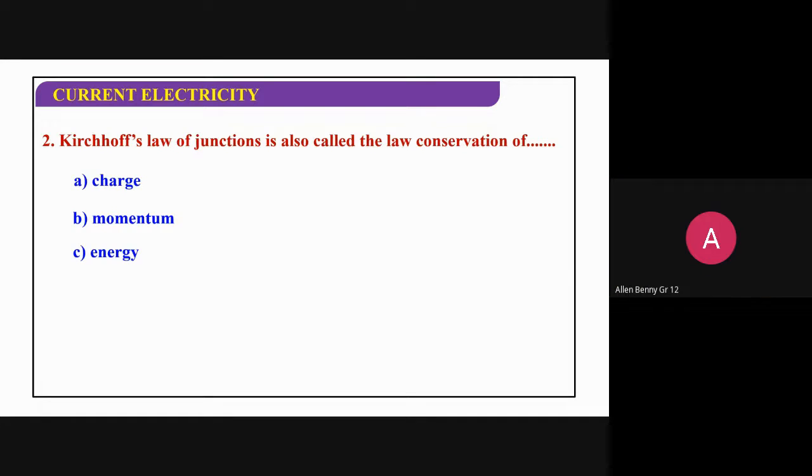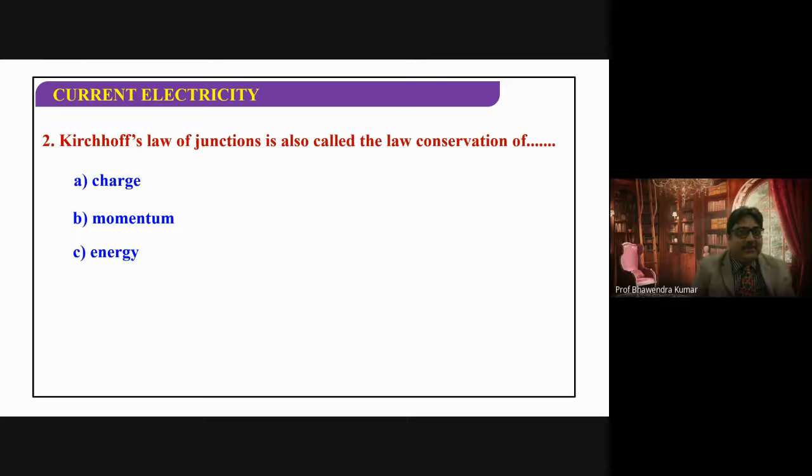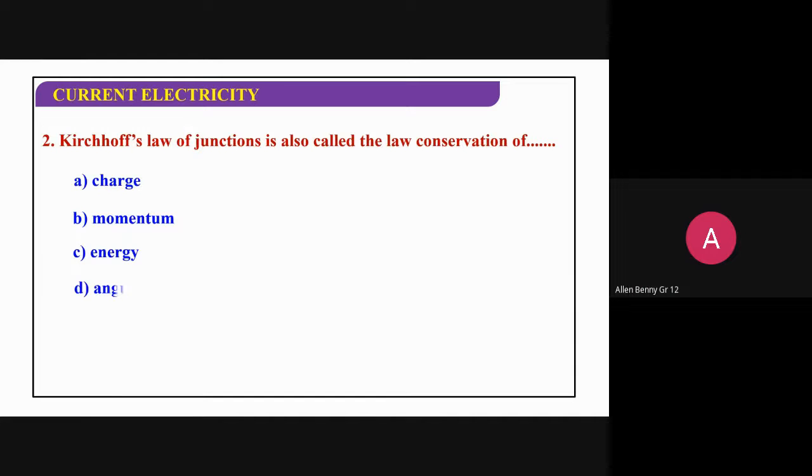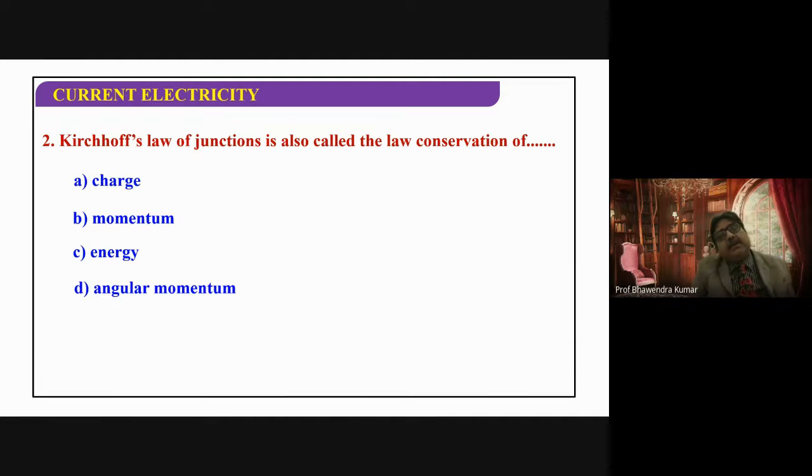लेकिन अब दोनों ऑप्शन दिया हुआ है तो क्या करोगे? Then both A and B. Primarily it is conservation of charge. It is also called law of conservation of. यहाँ करंट नहीं है, so we'll say conservation of charge. Got it?